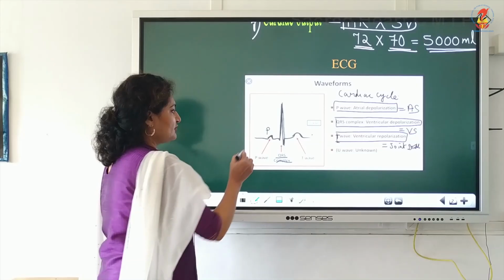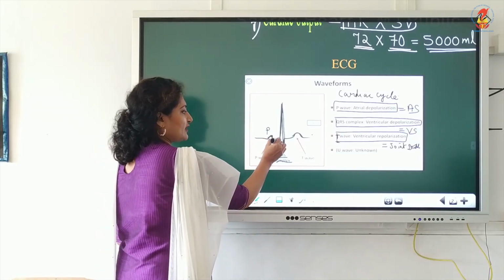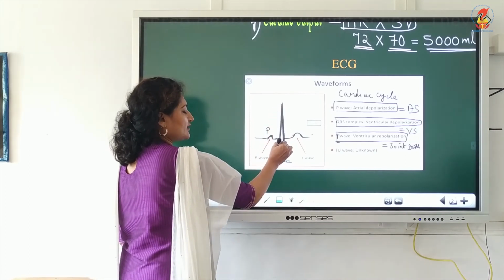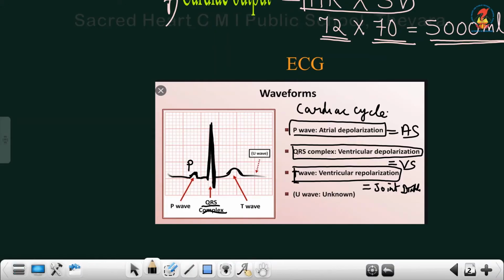The P wave, you see there is a small P wave, then there is a very tall and thin peak called the QRS complex, then it dips and then comes up to form the T wave. The P wave indicates atrial systole or atrial depolarization. The QRS depicts ventricular systole or ventricular depolarization, and the T wave indicates joint diastole or ventricular repolarization.